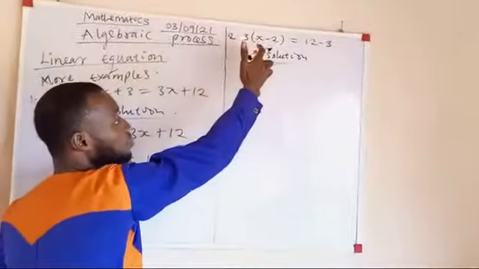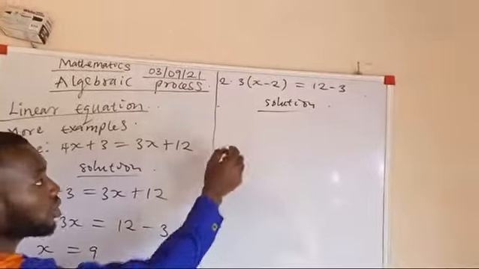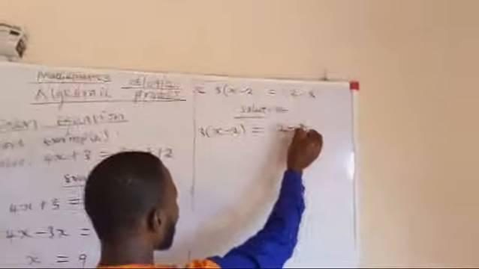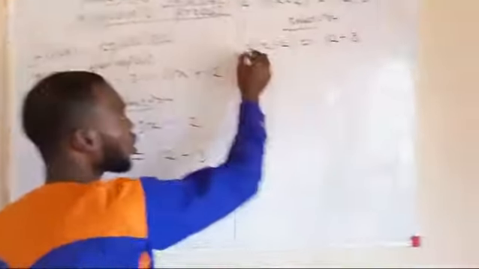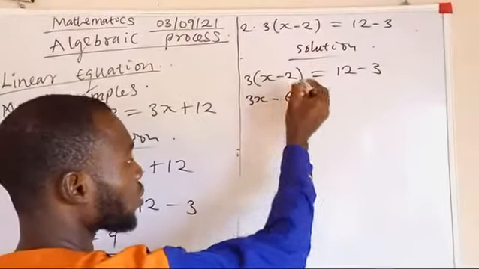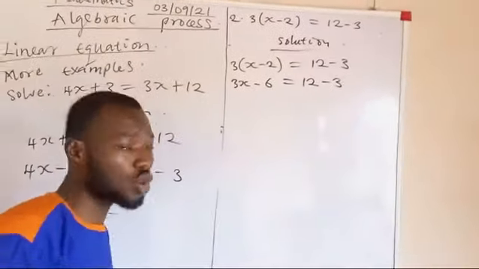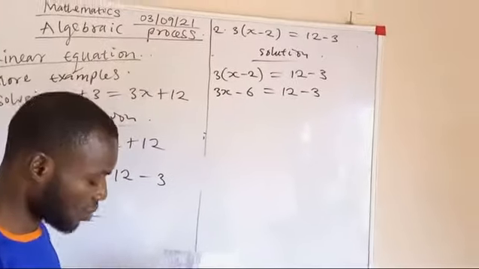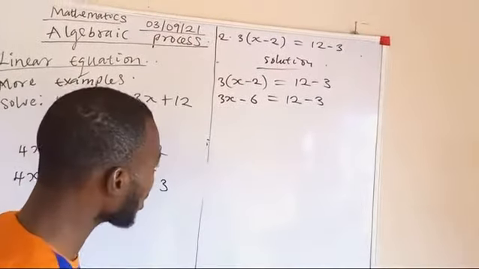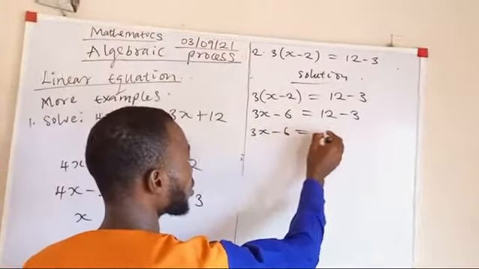So we have 3 bracket x minus 2 is equals to 12 minus 3. This is an equation. So we open the bracket first. So 3 times x will give us 3x, minus 3 times minus 2 will give us minus 6, is equals to 12 minus 3. So at this point, we now group. We collect like terms. First of all, we have to subtract this one. 12 minus 3 is going to give us 9. So we have 3x minus 6 is equals to 9.